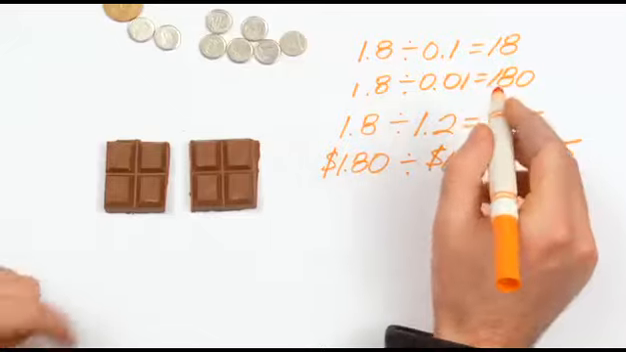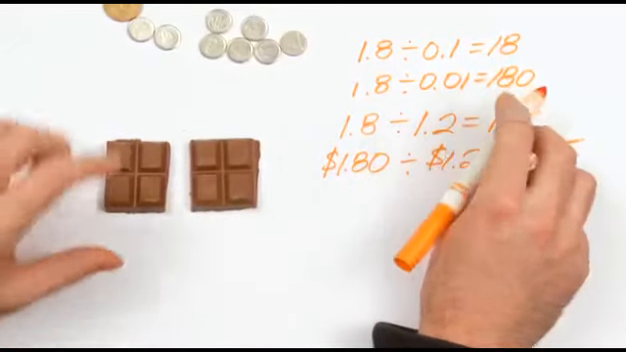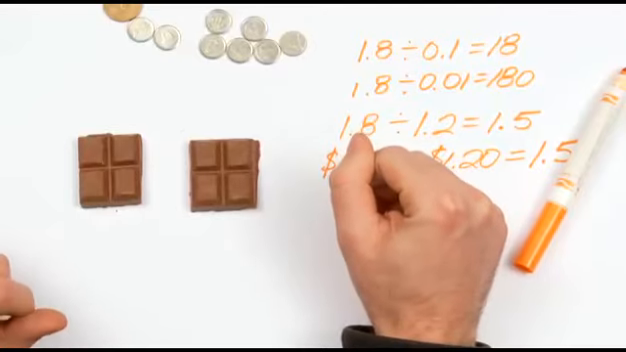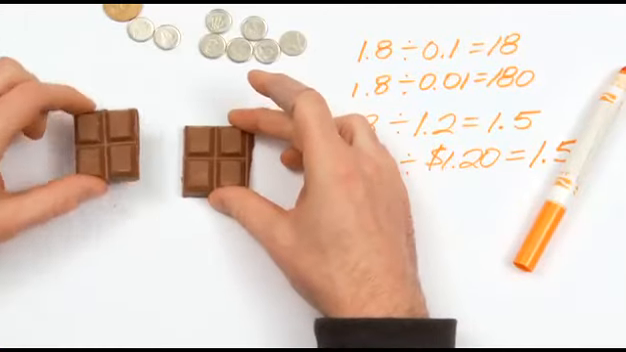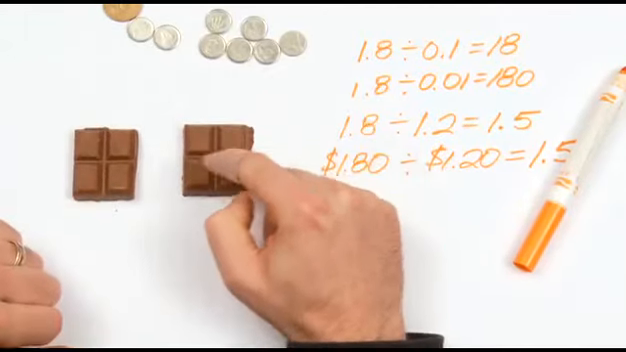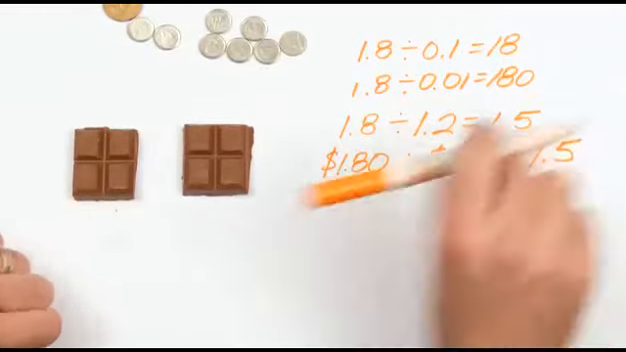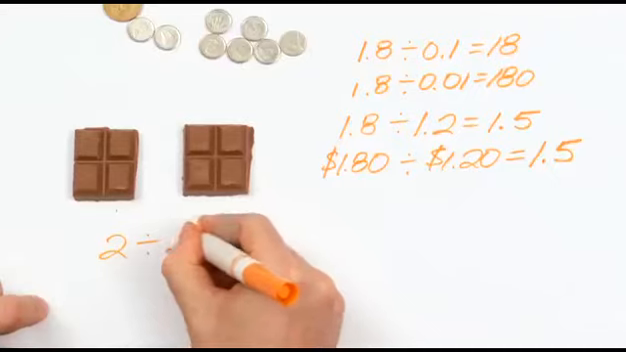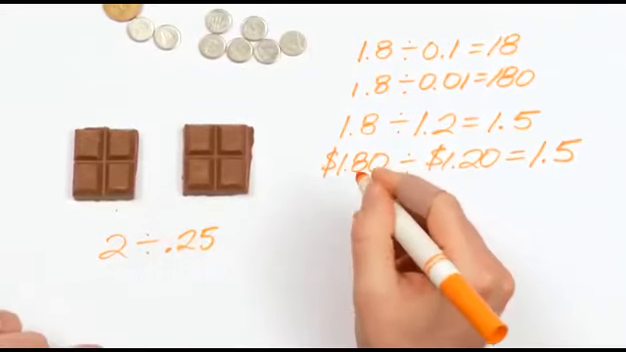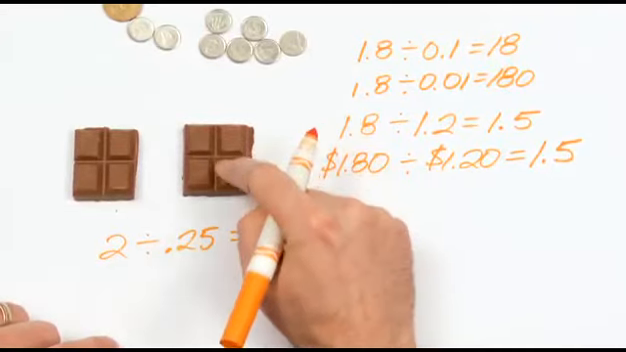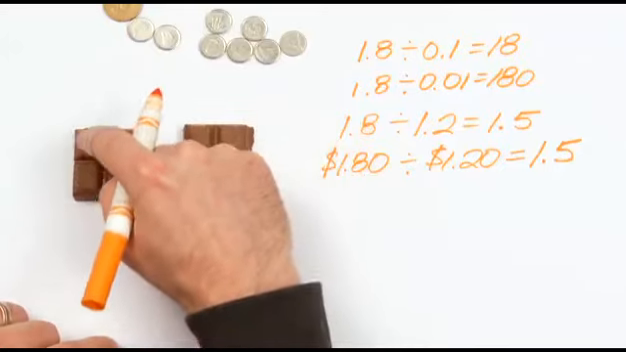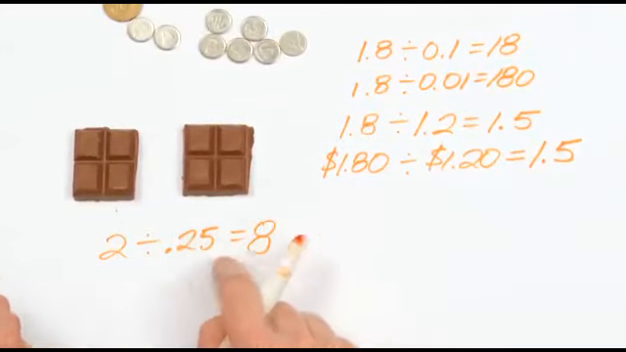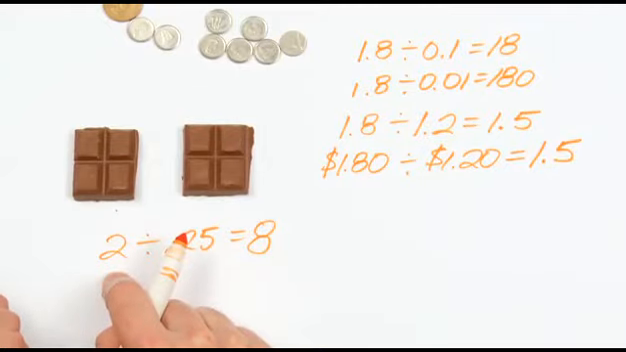Well, if we're dividing 2 chocolate bars into parts that are less than 1 whole, then we'll have more parts than when we started with. Like taking these 2 chocolate bars. If I split them up into 4 pieces each, I started with 2, and I divided into quarters, which we know is 25/100ths, I would end up with 1, 2, 3, 4, 5, 6, 7, 8 pieces. And in this case, our answer of 8 is larger than the number we started with, which was 2.